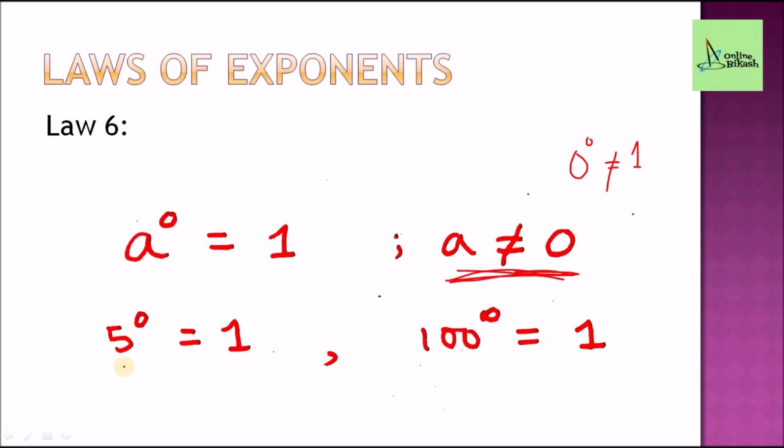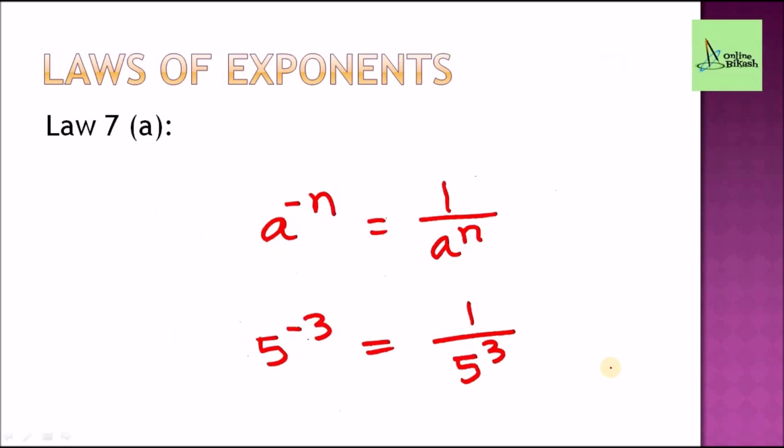So I have written some examples. 5 naught is equal to 1. 100 naught is equal to 1. 200 naught is equal to 1. 300 naught is equal to 1. 20 lakh crore naught is equal to 1. Whatever the number, the base, just except 0. It cannot be 0. And if the power is 0, then the answer will be 1. Is it clear? So it is the 6th law.